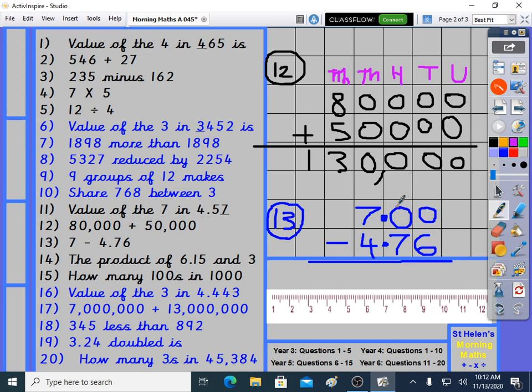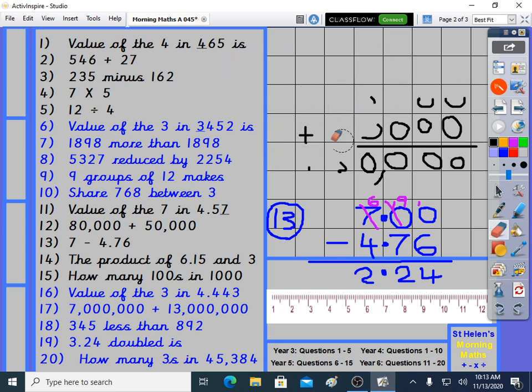0 take away 6 we can't do. Get some help. 10 take away 6 is 4. 9 take away 7 is 2. Don't forget a decimal point. 6 take away 4 is 2. We get 2.24. 7 take away 4 and a bit is 2 and a bit. 7 take away 4 is 3. Take away a bit more is 2 and a bit. Makes sense? And next question 14.